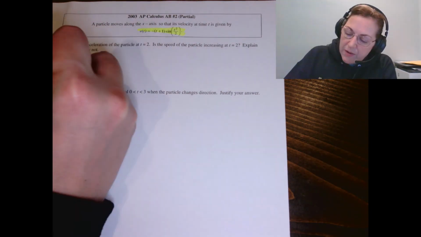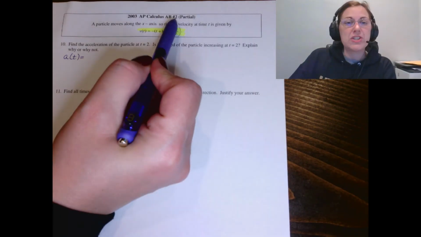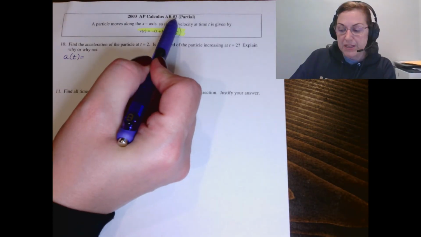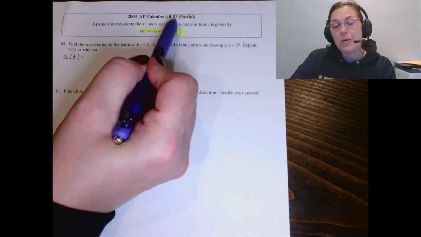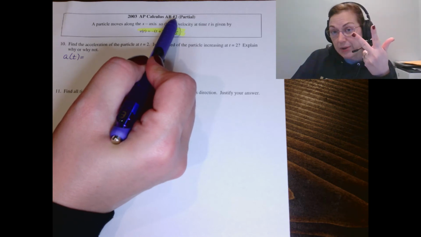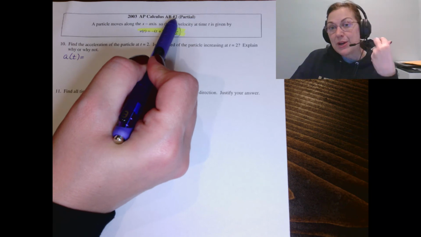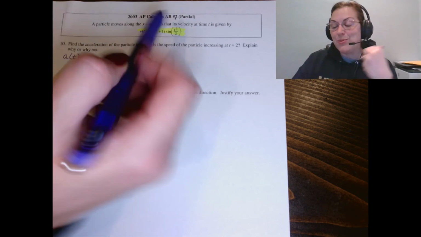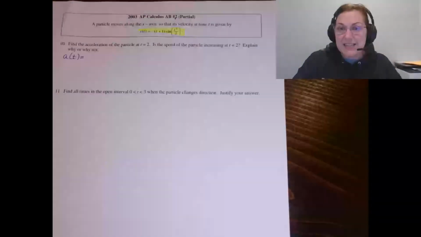Now, something I want you to notice is that this was question number 2 on the year it was given. And something you need to know about AP exams is questions 1, 2, and 3 are with your calculator. And then your calculator goes away, and you are then asked to do 4, 5, and 6 without your calculator.